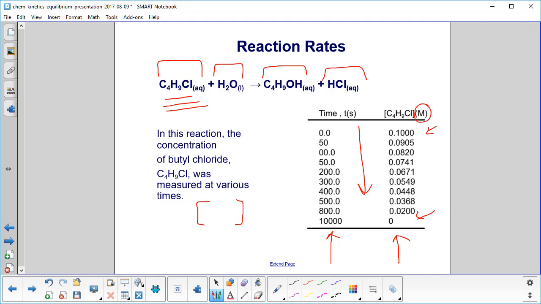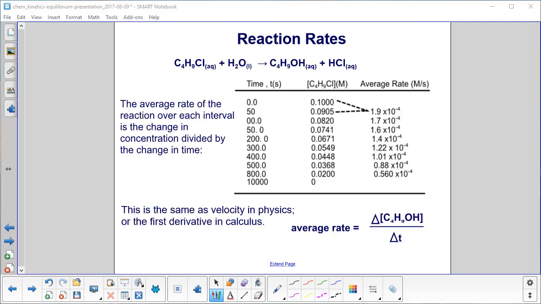It's all reacted. The next step is to find the average rate of reaction over each small time interval. So that's going to be the change in concentration divided by the change in time. So you can see we take the first two here, we subtract 0.0905 from 0.1000, and we get that number. That's our average rate. What do you notice about the average rate as we go? All right, it gets much smaller.